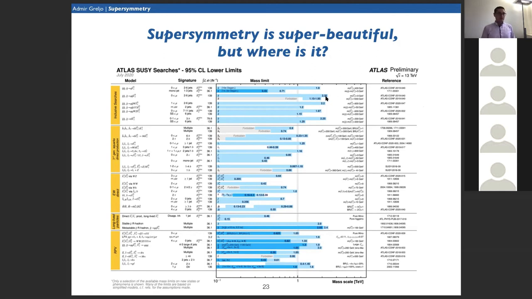Yeah, so that's all I had to say. I'm sorry for the rush in the second part. Supersymmetry is super beautiful. It's a benchmark for beyond the standard model, but there is this issue that our friends, the experimentalists, don't see it at the LHC.